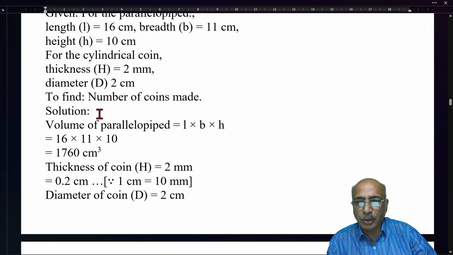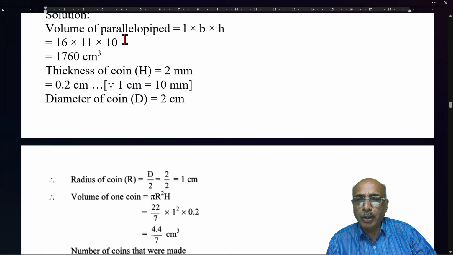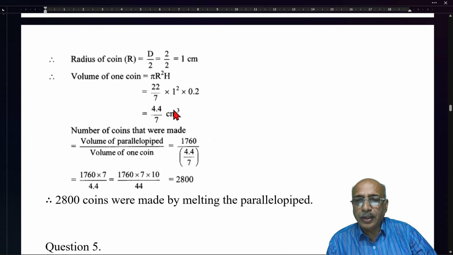To find the number of coins made, the volume of parallelepiped equals length into breadth into height. Simplify, you will get 1760 centimeter cube. Thickness of coin is 2 millimeter, that is nothing but the height of the coin, equals 0.2 centimeter. Convert millimeter into centimeter. Diameter of coin D equals 2 centimeter. Therefore, radius of the coin R equals D by 2 equals 2 by 2, 1 centimeter.